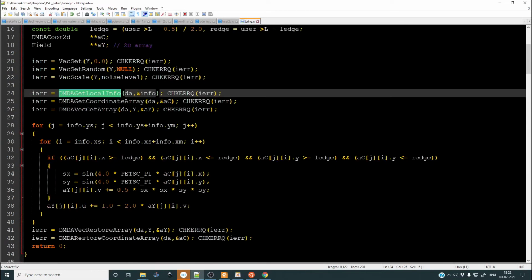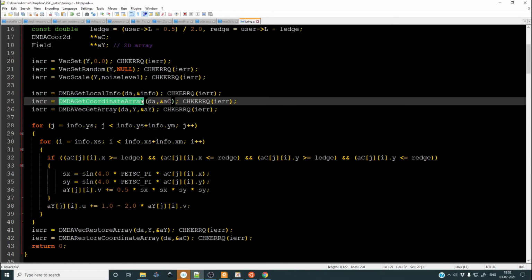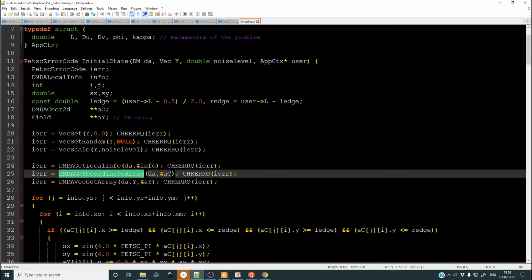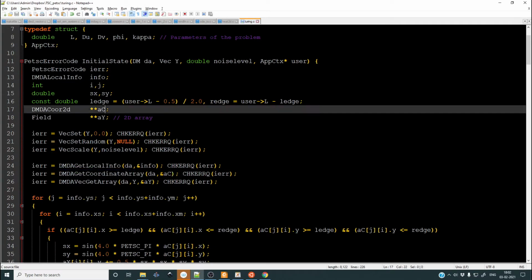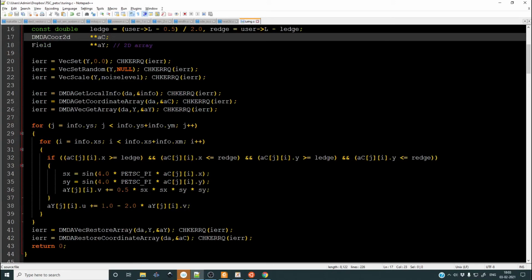Then you get the local info and get the coordinate array. So you save the coordinate array from the DMDA into a variable called AC, which is a 2D array. That will contain all the x's and y's. And how do you call the x's and y's?